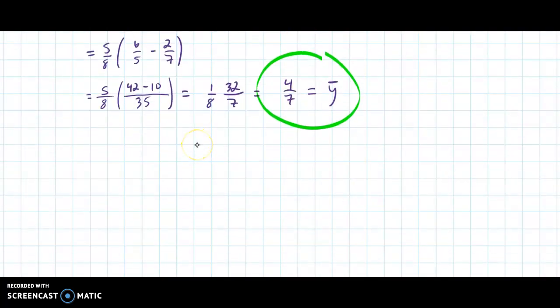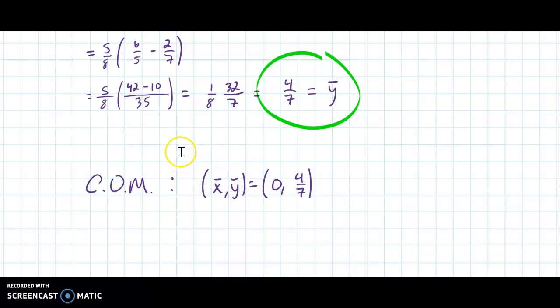What you should really say at the end is that the center of mass is x bar, comma y bar, equal 0, comma 4/7.